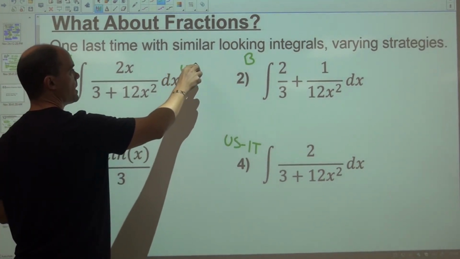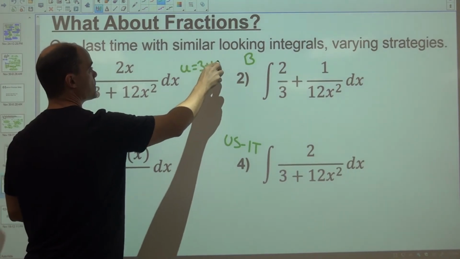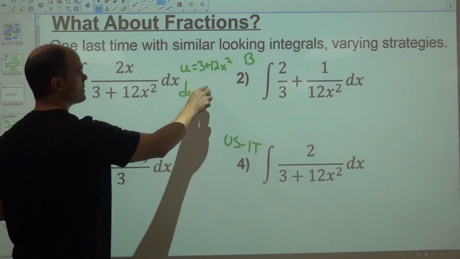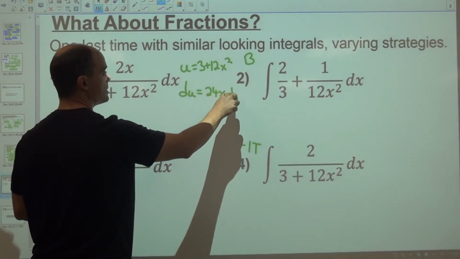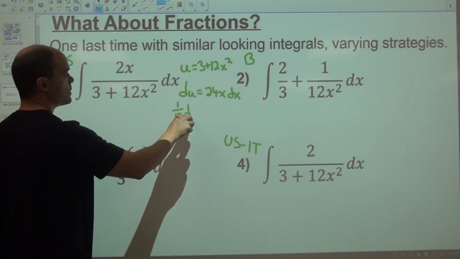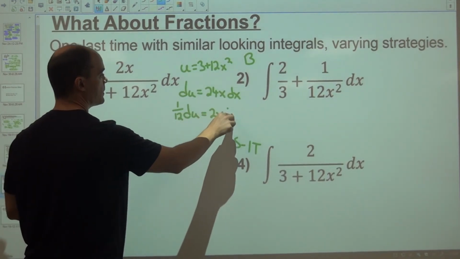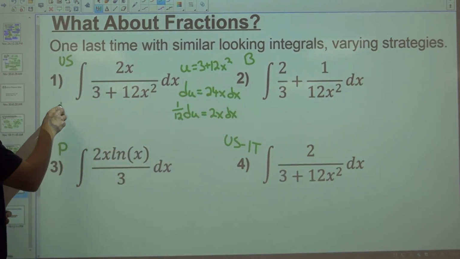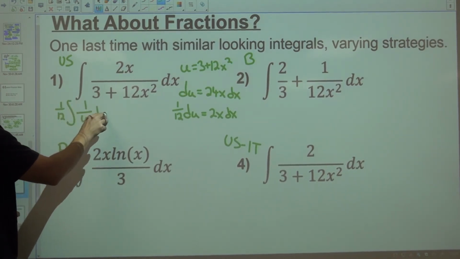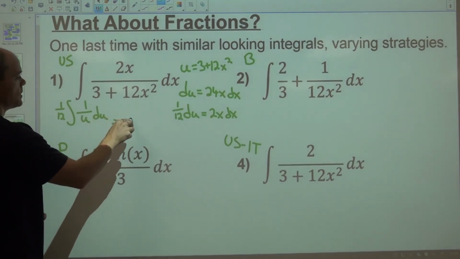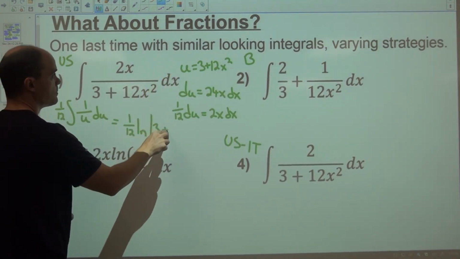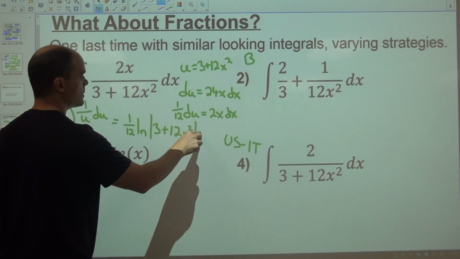If this is a u sub, the denominator has to be the u. 3 plus 12x squared, which means du, well, it's not quite a perfect match, is it? We get 24x dx. We don't want that, we want 2. So I'll multiply by a 12th. And now we have a perfect match. So we end up with 1/12 antiderivative of 1 over u du, which of course is an ln. So we end up with 1/12 ln of u, which is 3 plus 12x squared plus c.